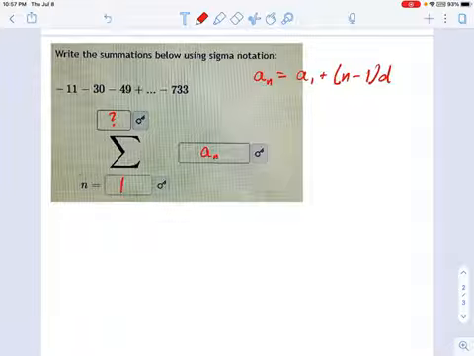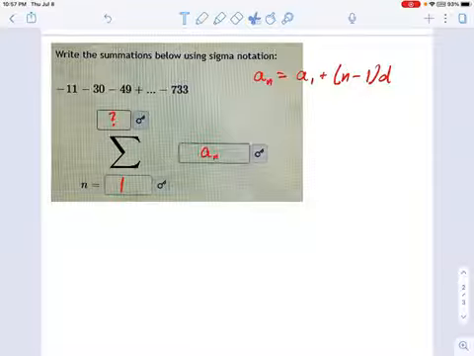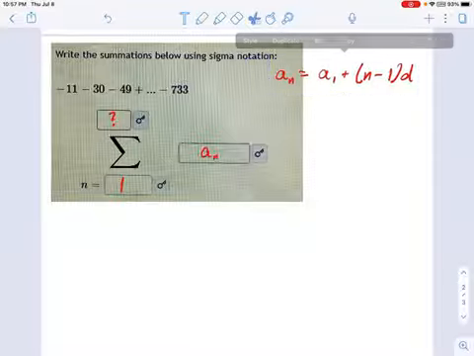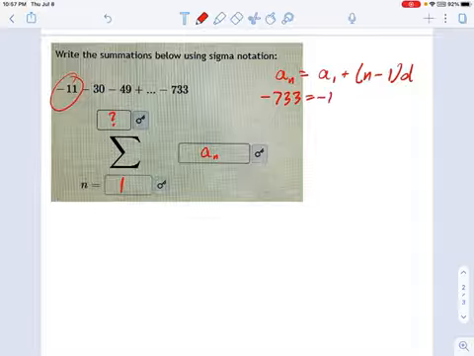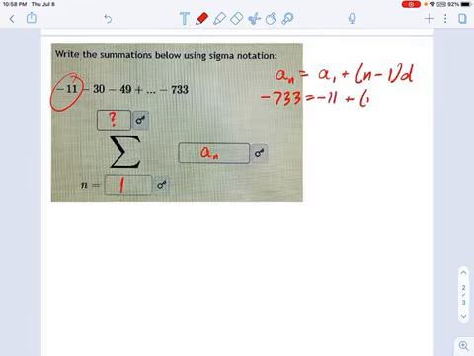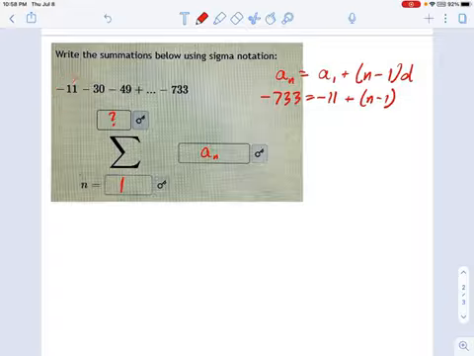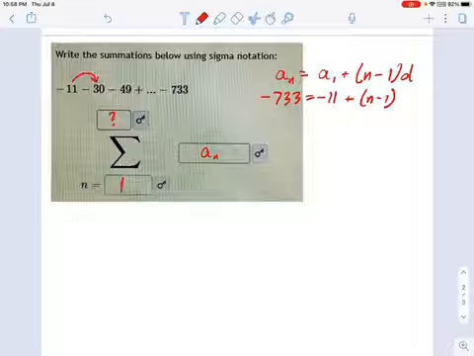And I don't know how many terms there are, right? We don't know n, but we know what the nth term is. That is this number right here, negative 733. And I know the first term, that's negative 11. Okay, so we keep on writing and we get to d. Well, do we know d? It's not given to us, but it's shown to us. We can figure it out right here.